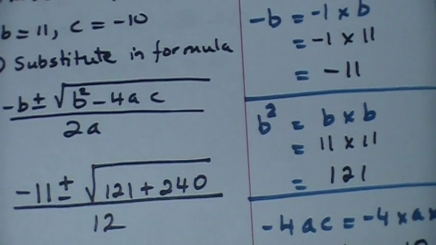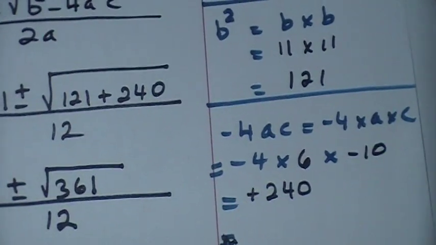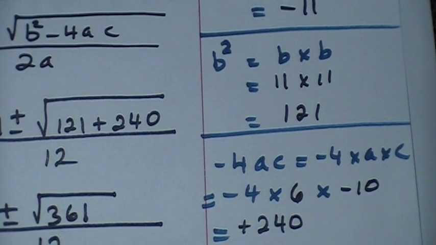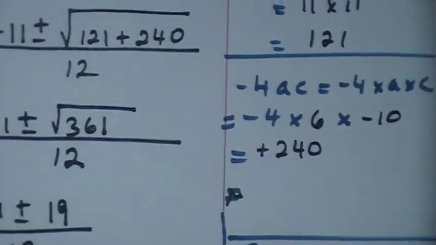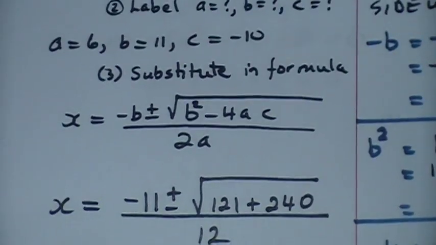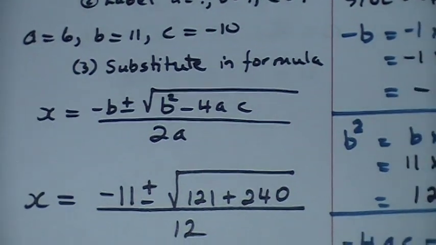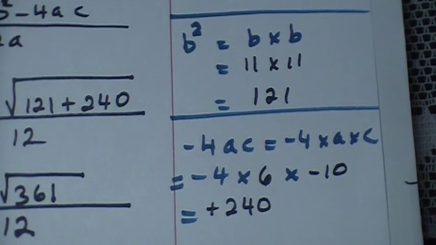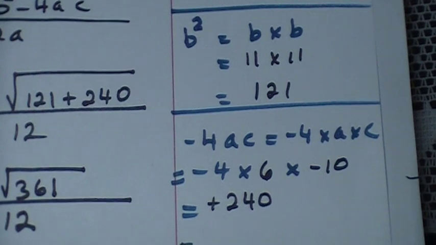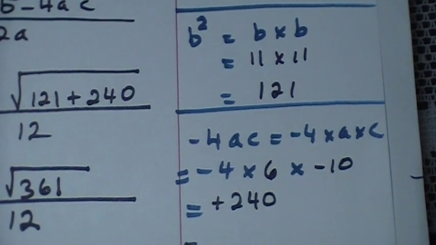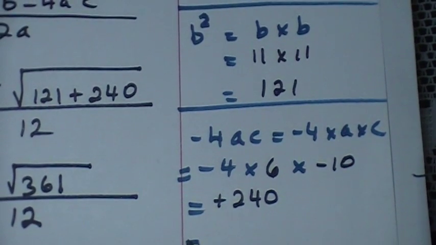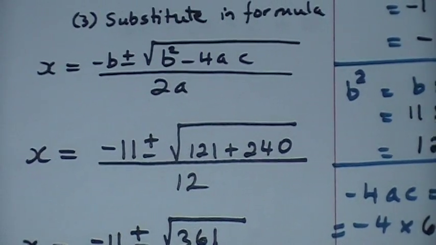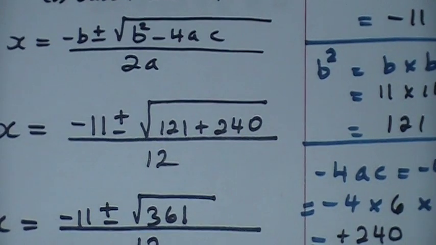And the next part is negative 4ac, which means negative 4 times a times c. Now a, as we looked at before, is 6 and c is negative 10. And so we have negative 4 times a, which is 6, times c, which is negative 10. That will give us positive 240. 6 times 4 is 24. 24 times 10, 240. Negative times negative is positive. And then we're going to substitute those values into the formula.